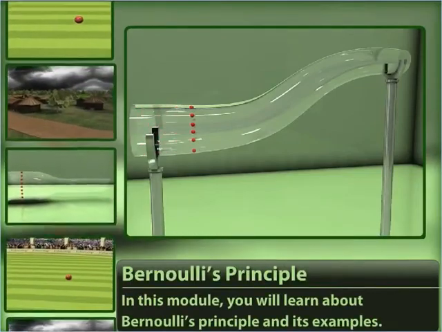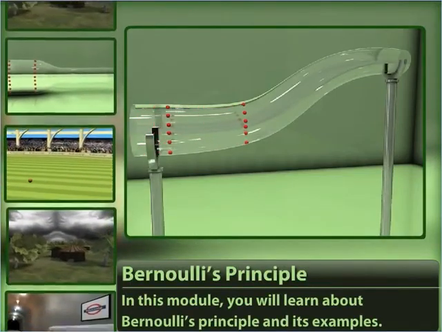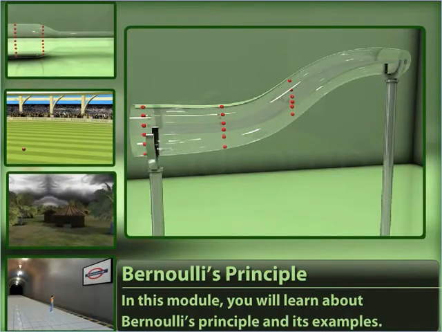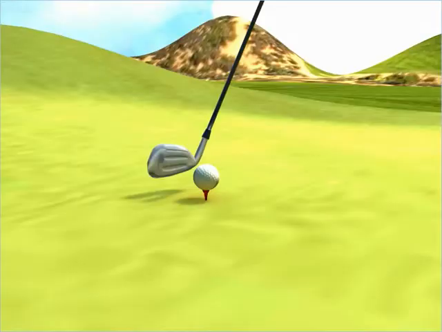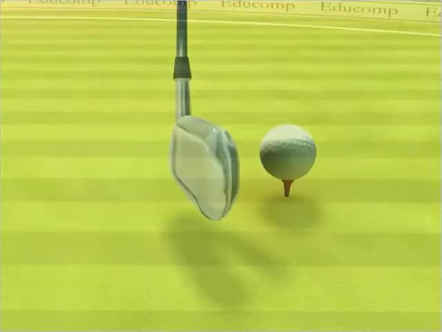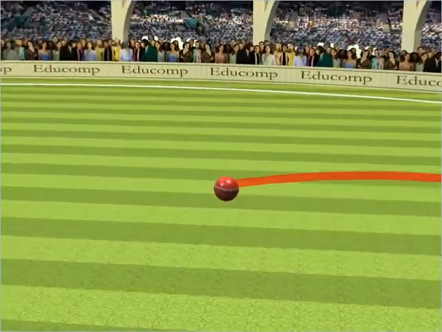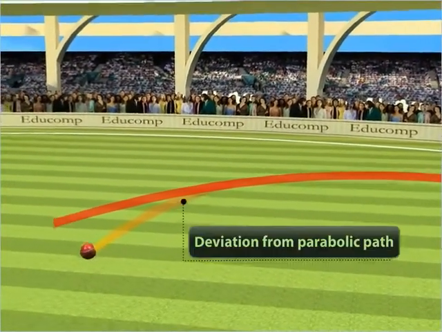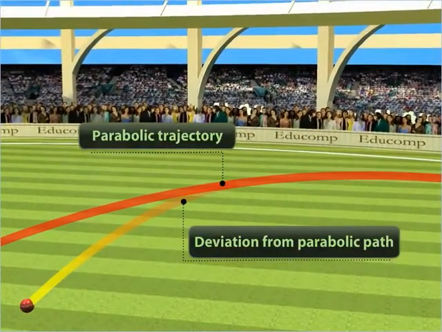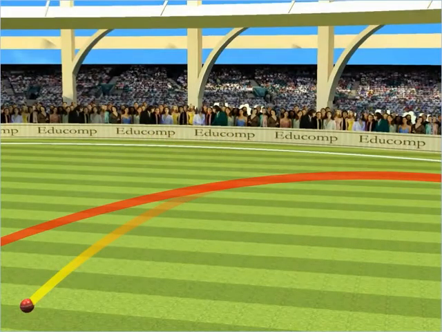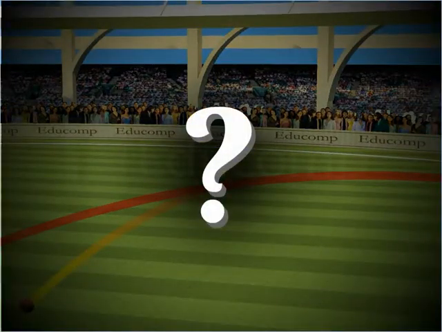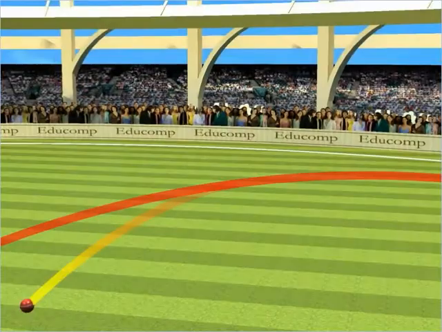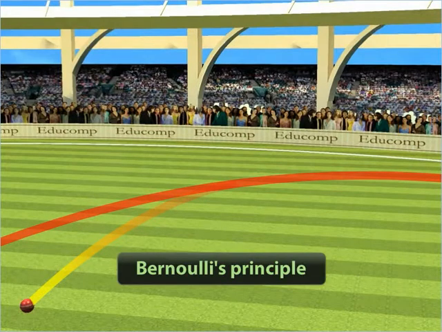Bernoulli's principle. In this module, you will learn about Bernoulli's principle and its examples. You might have noticed that in games like golf or cricket, a spinning ball deviates from its parabolic trajectory as it moves through air. Now the question arises, why does a spinning ball change its track when it spins? The answer to this question can be found by learning about Bernoulli's principle.